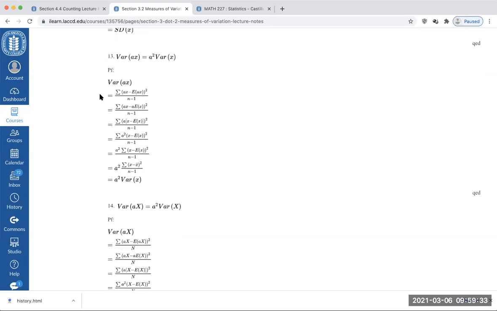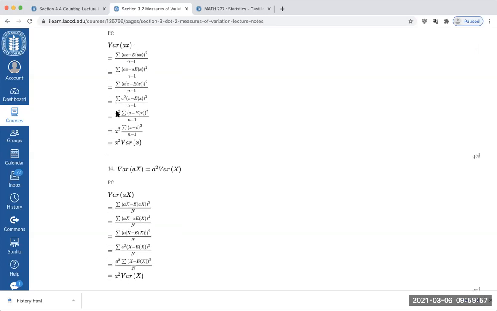So the variance of ax is just the sum of ax minus the expected value of ax quantity squared over n minus 1. But by the properties of the mean from the previous section, this is just equal to a times the expected value of x. I can factor out an a. I can factor the a squared out in front of the summation. But the expected value of x is just x bar. So this is equal to a squared times the sum of x minus x bar quantity squared over n minus 1. That's just the variance of x. So this is equal to a squared times the variance of x, and that's what I wanted to show.